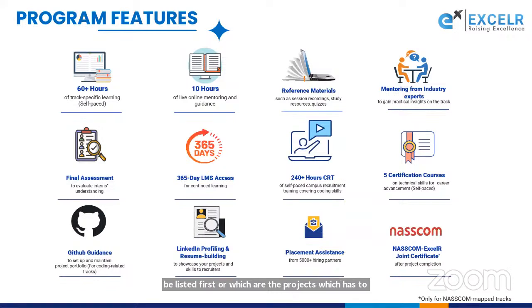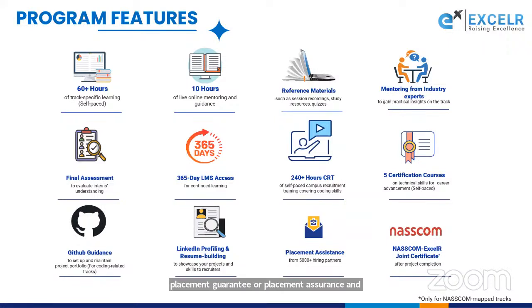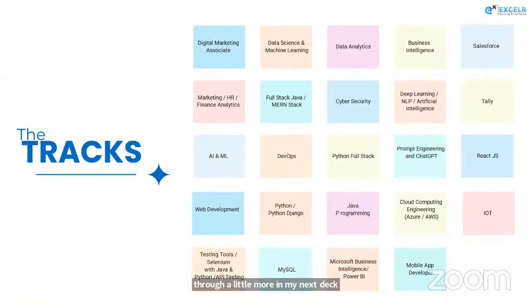Not only that, the students who are undergoing this will be given placement assistance. There is absolutely no placement guarantee or placement assurance, and placement assistance is only provided to those students who are successfully completing this journey of projects and internship. Adding on to it, the student will get a NASSCOM XLR joint certificate. So regarding this NASSCOM XLR joint certificate, I would just take you through a little more in my next deck. So before that, let me showcase the tracks which you would be taking up under this projects and internship.